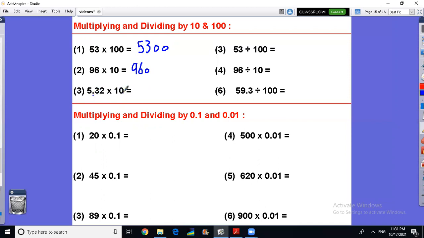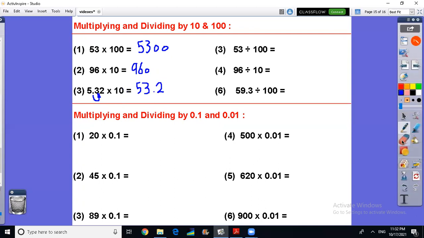How many zeros do you have here? I have only 1 zero. So move it only 1 digit to the right. It becomes 53.2. Okay. Oh, all right, Mr.